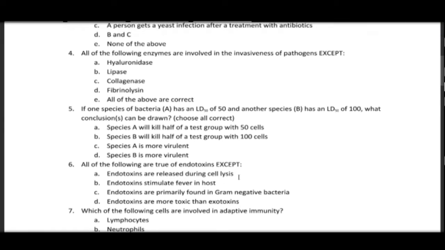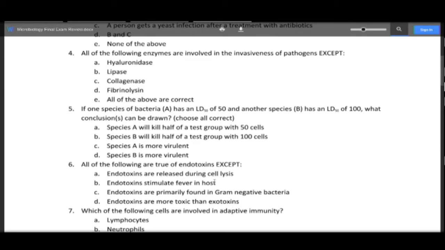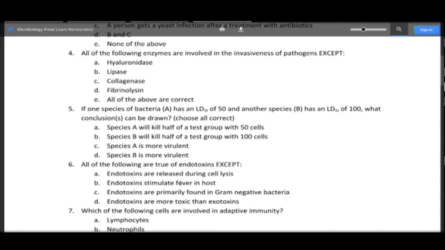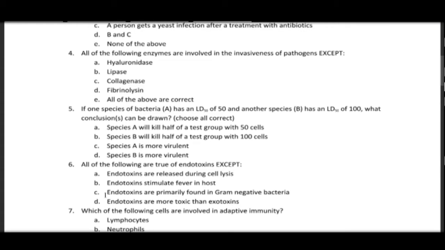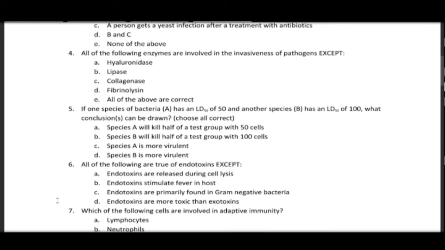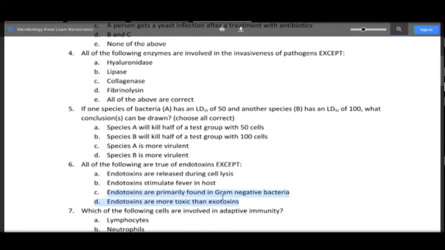B says endotoxins stimulate fever in hosts. So this is remembering all of the symptoms of endotoxins, and if you're not sure, you can always skip this one and go back. That's always an option on tests. But endotoxins do stimulate fever and a great amount of inflammation in the body. So that one's also technically true. C says endotoxins are primarily found in gram-negative bacteria, and that is also true because endotoxins are part of the lipid A portion of LPS. Gram-positive bacteria don't have an LPS layer, so they don't have a lipid A portion, so they don't have endotoxin. So that is also definitely true.